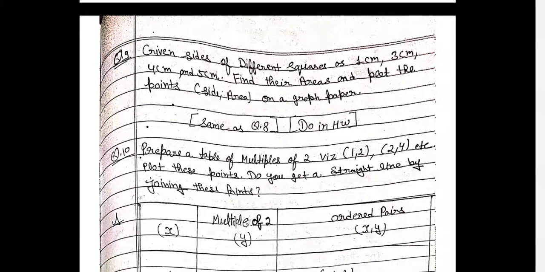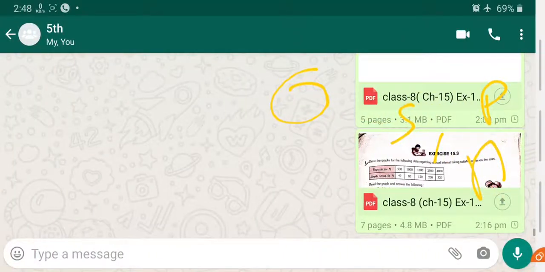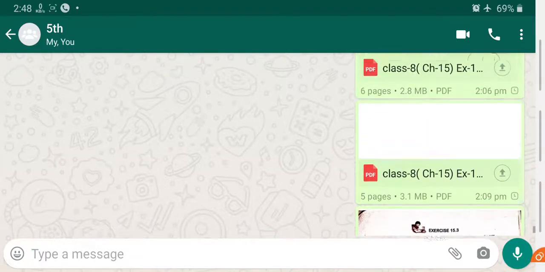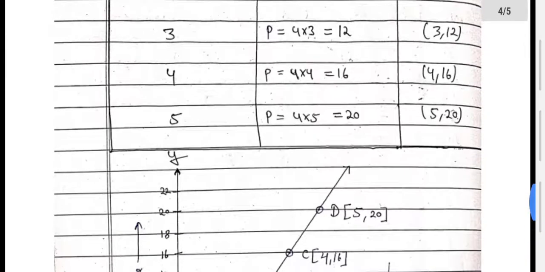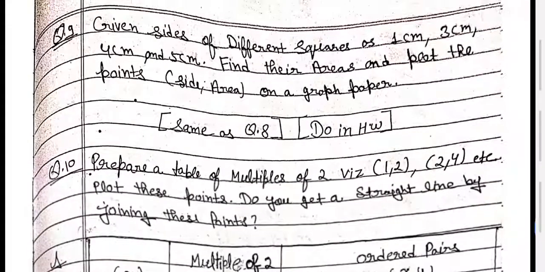Given the side of a square 1, 2 and so on. In the previous question we were given the side and we had to find the perimeter and then plot the point. Similarly in this question you are given the side of a square, and instead of the perimeter you have to find the area. So you take the side first and the area second. What is the formula for the area of a square? Area is equal to side into side. So you have to solve this question by yourself as homework.